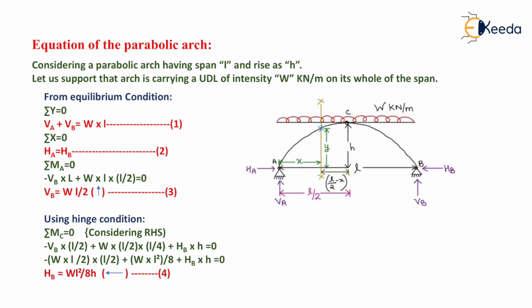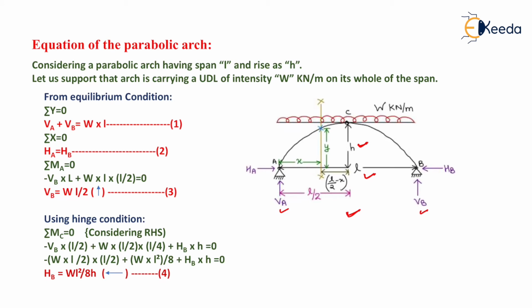Now a parabolic arch is shown here whose supports A and B are hinged and which has a uniformly distributed load of W kilonewton per meter, a central rise of H meter and a span length of L meter. For finding the equation of parabolic arch, we need to determine the support reactions, that is VA, HA, VB and HB. For finding VA and VB, we need to apply the equilibrium conditions.